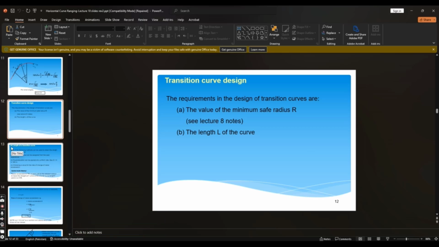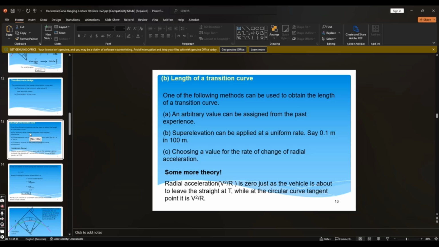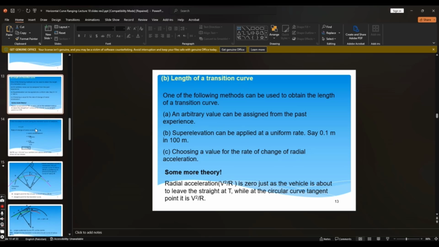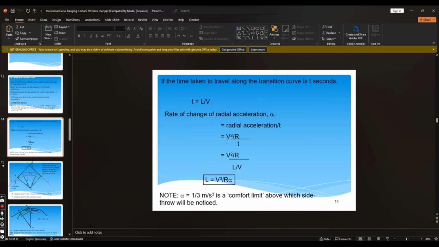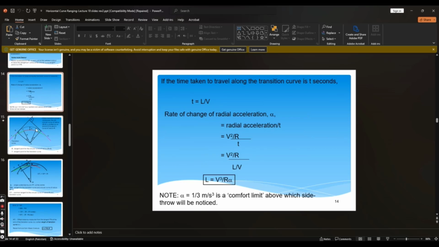In transition curve design, we have two requirements, the value of the minimum radius and the length of curve. You can read about length of curve here, and we already have equations to solve this.